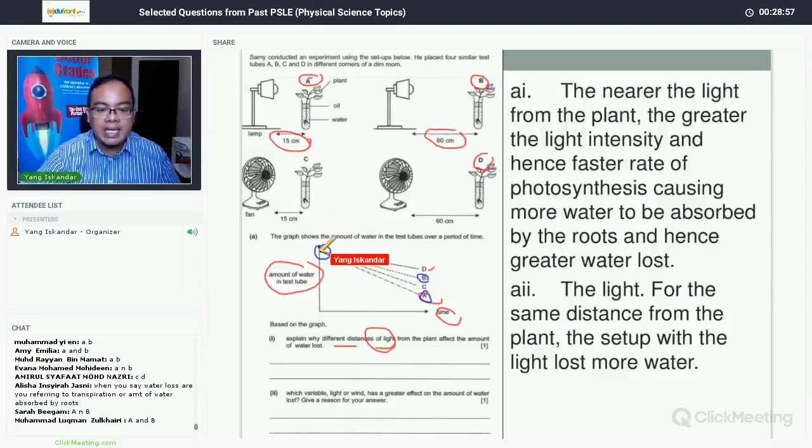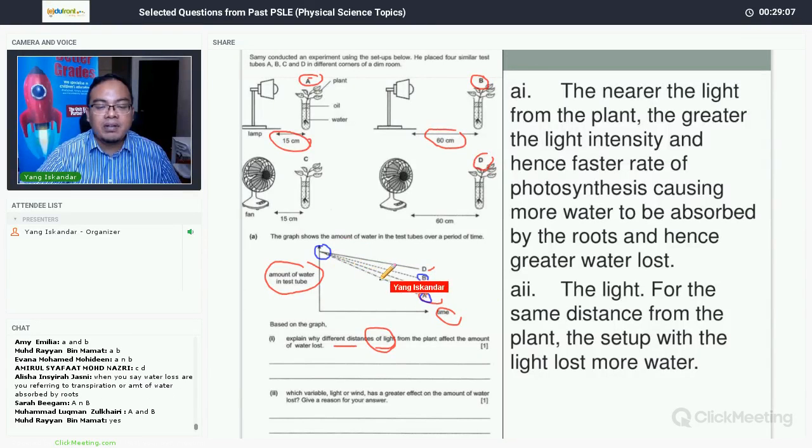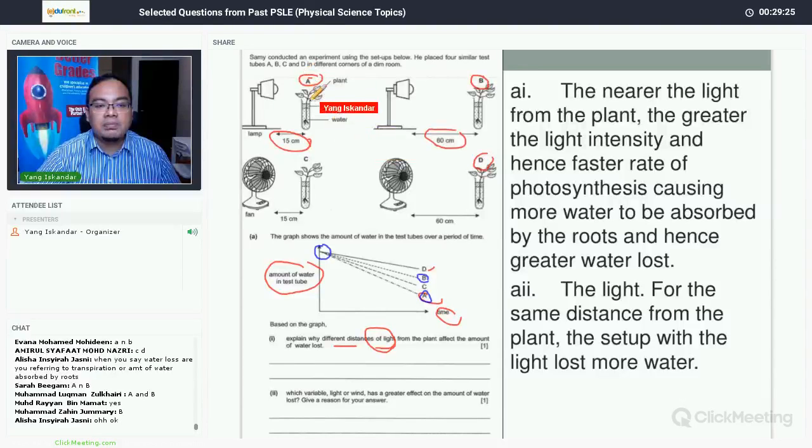You can analyze from the graph that in graph A, the water loss is greater. Why? Because at the end of the experiment, the graph decreases more in A than in B. It means that the amount of water left in the test tube in A would be lesser than in B. So it also means that the amount of water absorbed by the plant is greater in A than in B. And then they ask you to explain why.